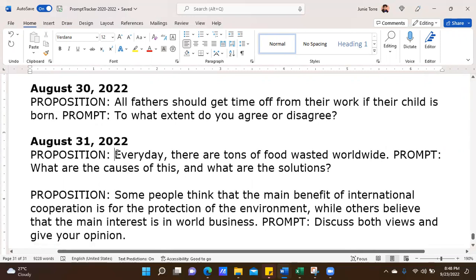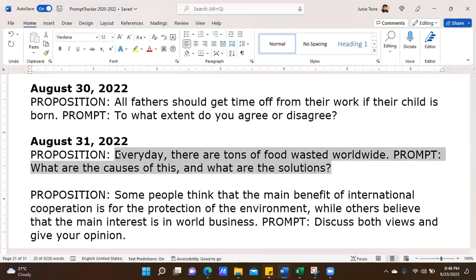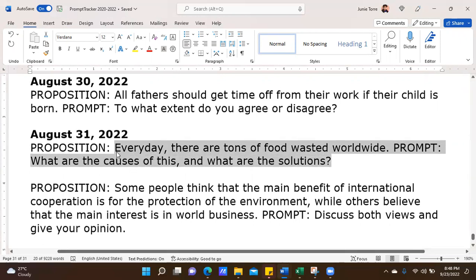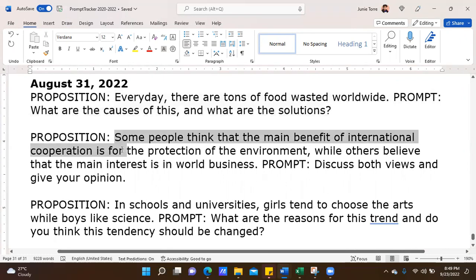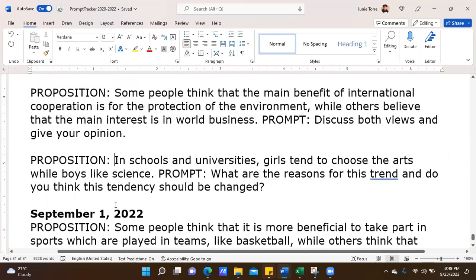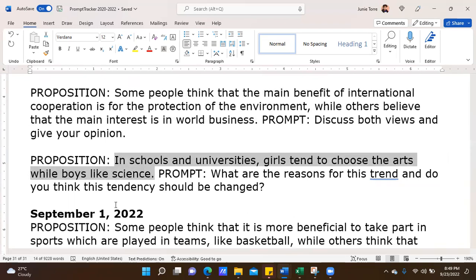Every day there are tons of food wasted worldwide. This is really more an economic question that pertains to the Great Depression. And then this one pertains to the Industrial Revolution. Some people think that the main benefit of international cooperation is the protection of the environment, while others believe that the main interest is in world business. Ito, balik tayo sa cognitive revolution dito, guys. In schools and universities, girls tend to choose the arts while boys like science. What are the reasons for this trend? And do you think this tendency should be changed?